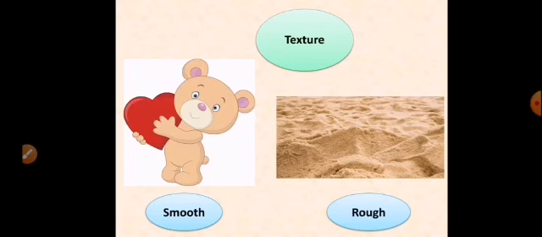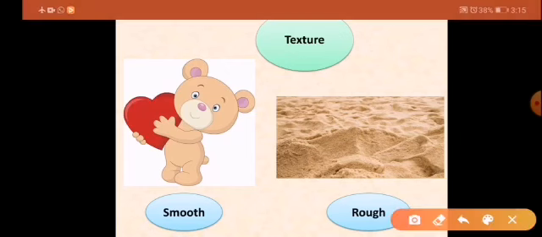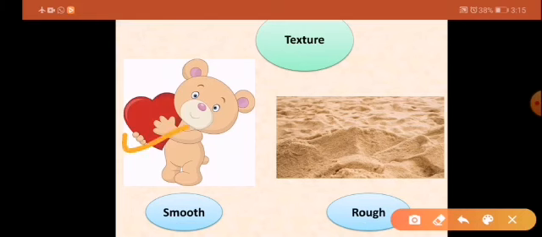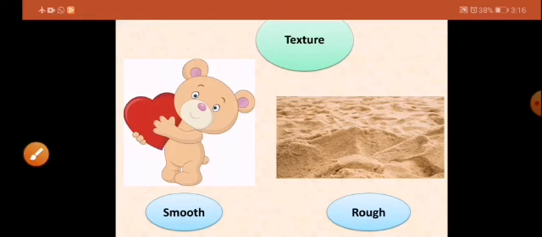Texture is the way something feels. It means if you touch this object, what it will feel like. Some objects when you touch them can be smooth and some other objects can be rough. For example, this pear, if you touch it, you will find it feels smooth. But on the opposite side, if you touch the sand, it will feel rough. So, texture means how something feels in your hand. Okay? Can be smooth or rough.